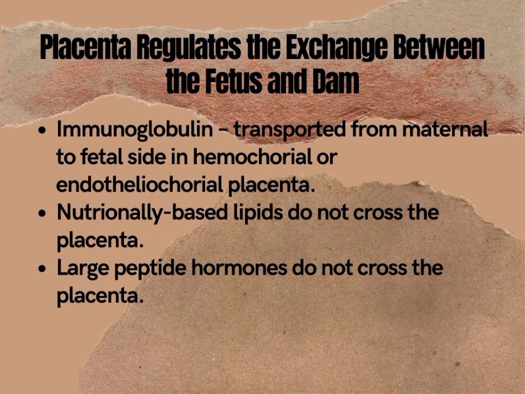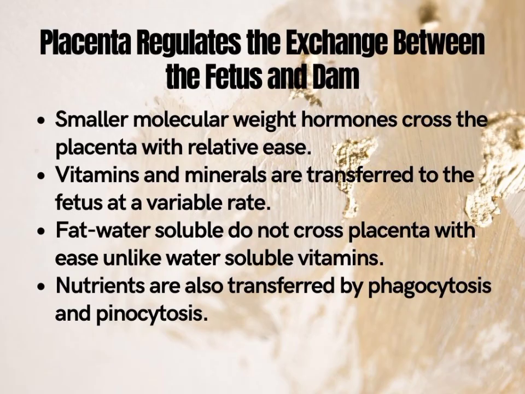Nutritionally based lipids do not cross the placenta. Instead, they synthesize new lipid material for the fetus. Large peptide hormones such as thyroid-stimulating hormone, adrenocorticotropic hormone, growth hormone, insulin, and glucagon do not cross the placenta. Smaller molecular weight hormones such as steroids, thyroid hormone, and the catecholamines cross the placenta with relative ease.